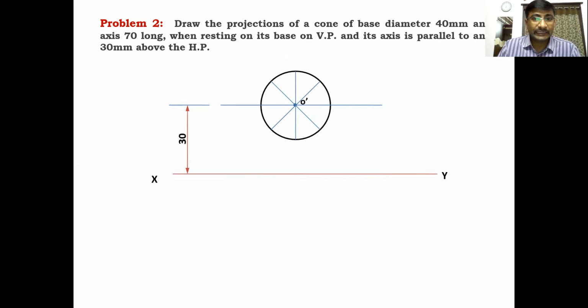After dividing the circle into 8 equal parts, locate the 8 points like this. Because it is the front view, the points are represented with dashes: A dash, B dash, C dash, D dash, E, F, G, and H dash. Up to H dash, you have to locate the front view points for the dividing points. This O dash is the center point, that is the apex point of the cone.